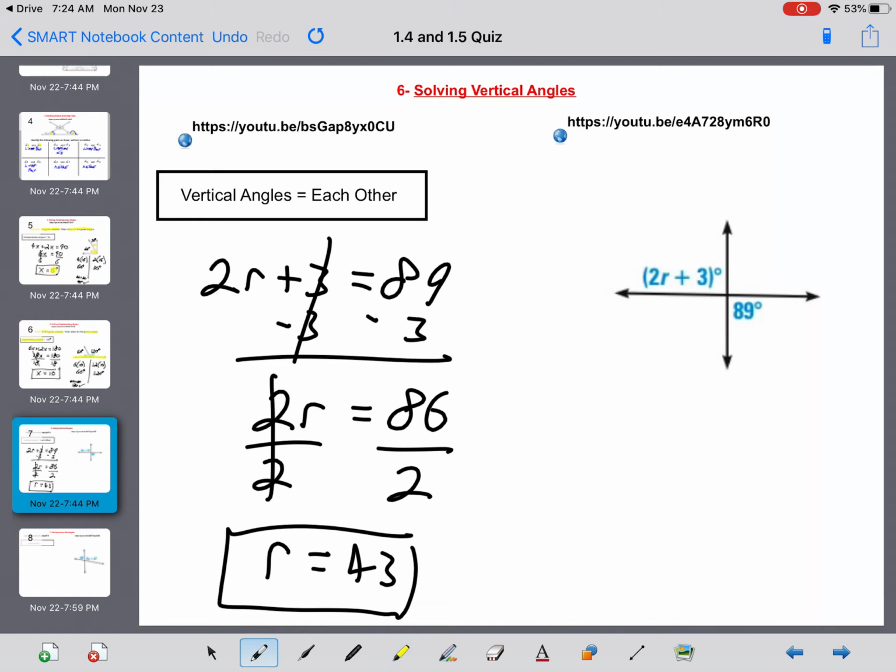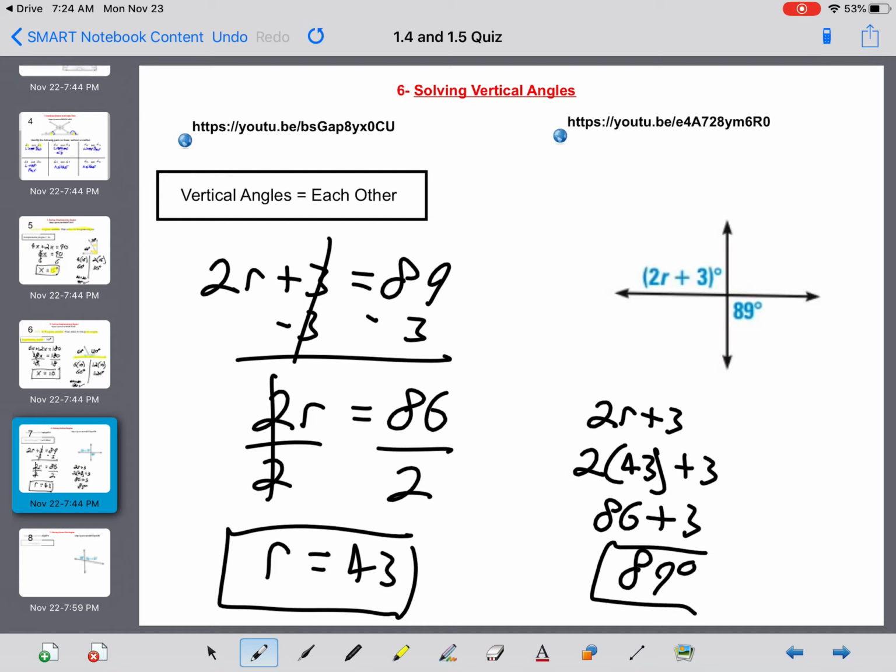Again, we've solved for the variable. Now I need to plug back in. So we have 2r plus 3. Really, this is 2 times 43 plus 3, which is 86 plus 3, which is 89 degrees. Okay, you know it's correct because vertical angles are congruent. 89 is congruent to 89.